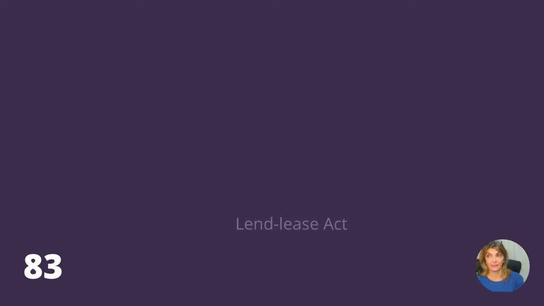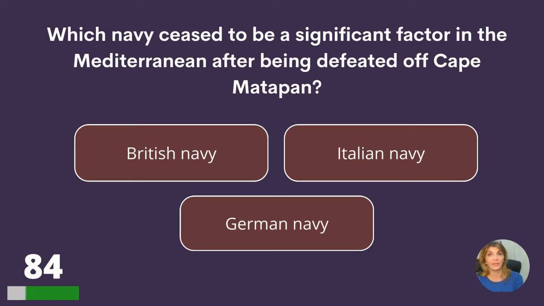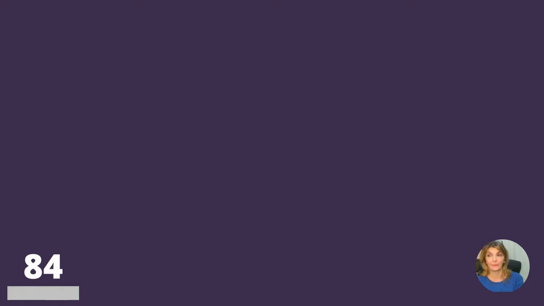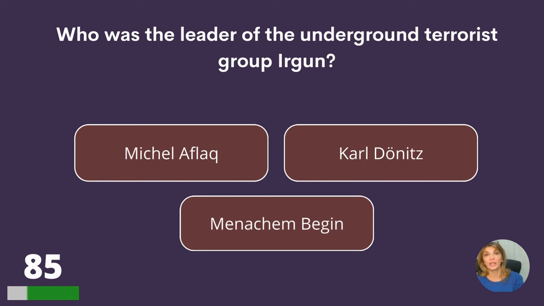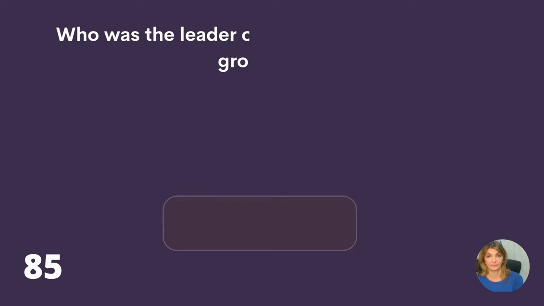Which navy ceased to be a significant factor in the Mediterranean after being defeated off Cape Matapan? The British Navy, the Italian Navy, or the German Navy? The Italian Navy. Who was the leader of the underground terrorist group IRGUN? Michael Aflaq, Carl Donitz, or Menachem Begin? Menachem Begin.